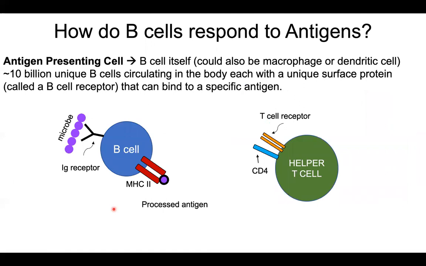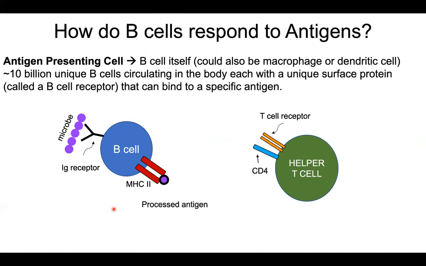So B cells, we'll talk about them first. They need to respond to an antigen, and they can do that either through the help of a helper T cell or directly by interacting with the pathogen itself. So here's something that the book goes into a lot of detail about, and I feel like it's really complex and it's easier to understand after you understand everything else that the book talks about.